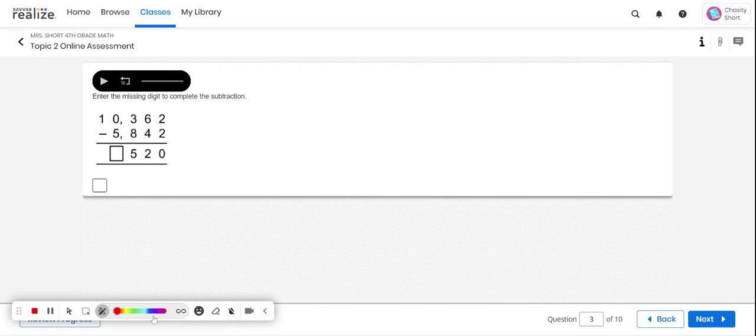A lot of us missed this one because we didn't work them out and do the regrouping. So 2 minus 2 is 0. 6 minus 4 is 2. But when we get over here, we can't do 3 minus 8. So we had to regroup. That's going to turn that into a 9. That's going to turn that into a 13. So you've got 13 minus 8 is 5. 9 minus 5, you have to put that answer in right there to solve it. And then when you get finished, guys, you need to be doing the inverse to check these. That's putting this number plus this number to see if you get that number.